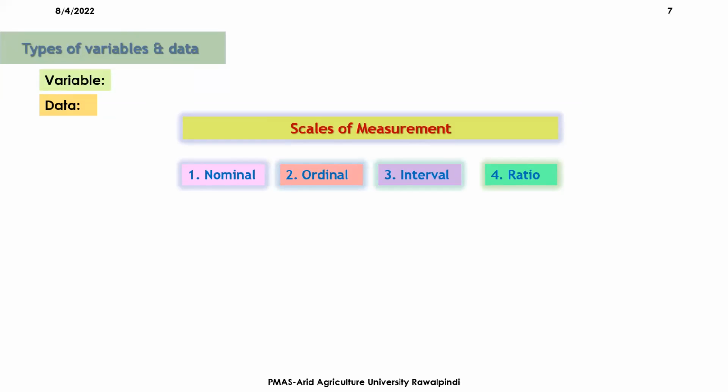There are four types of scales of measurement for data: nominal, ordinal, interval, and ratio. This is important for students, because they are going to conduct their research while entering data in SPSS. They can define which kind of data they are entering in SPSS, so they must know about the data type, or level of measurement, or scale of measurement.